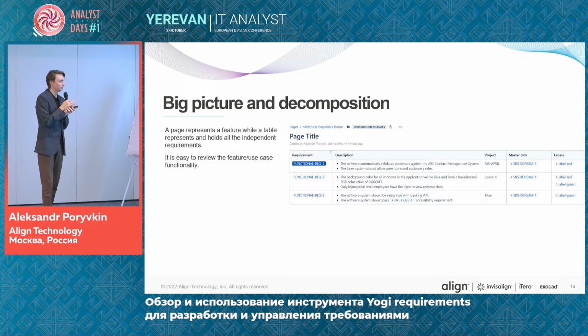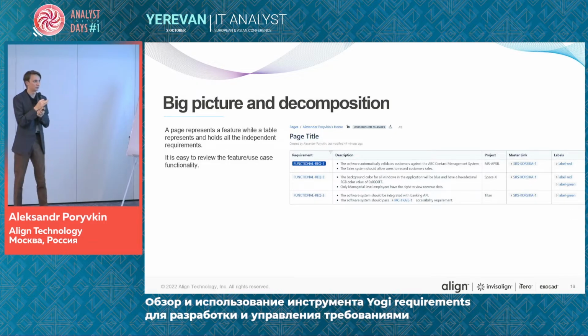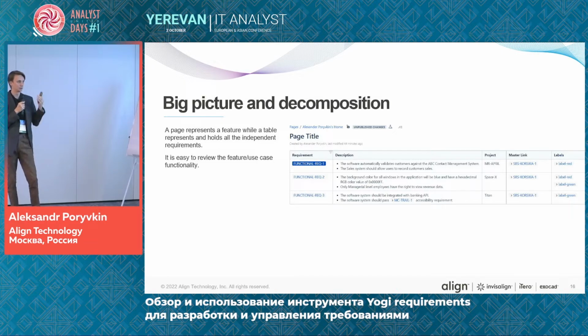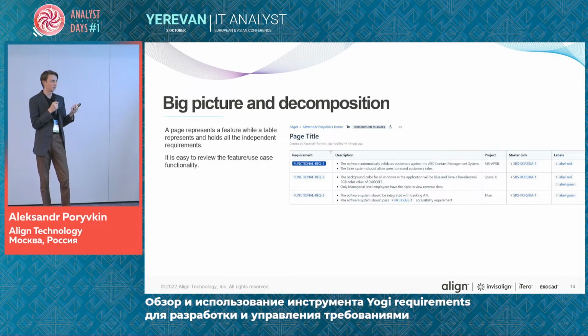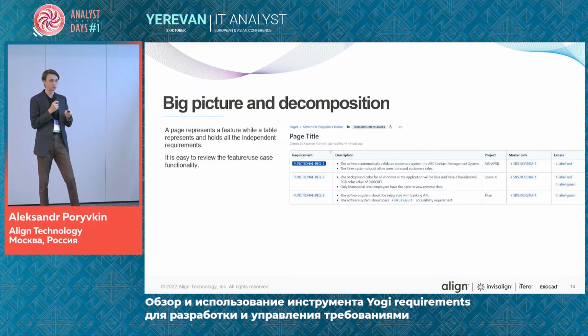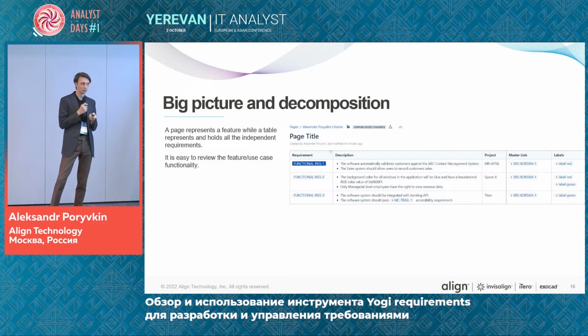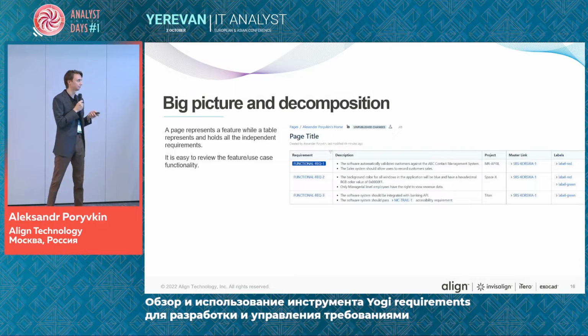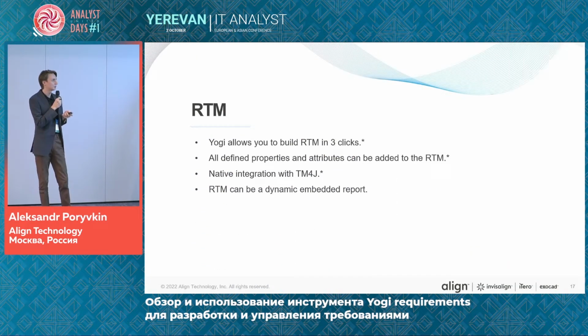Big picture and decomposition. The advantage is that we keep description and features on the same page, but they are now split into requirements with unique identifiers. And they all refer to some stories, so developers can check it in Jira or go to Confluence to review original formatting and description of the feature.